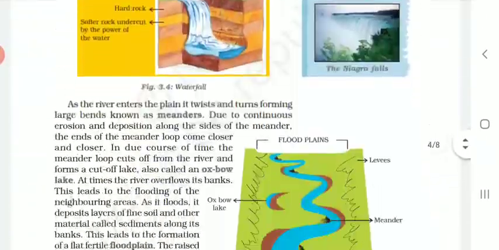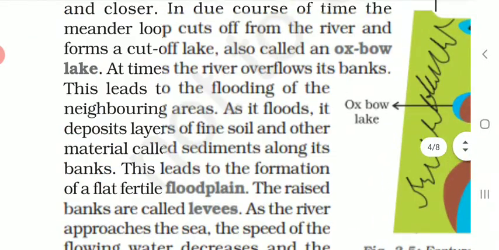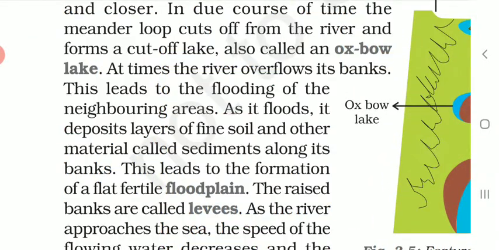So, as you can see here, at times when the rivers are overflowing their banks, meaning when the rivers are getting a huge amount of water, the river overflows its banks, meaning the water of the river goes outside the banks, and this leads to the flooding of the neighboring areas.